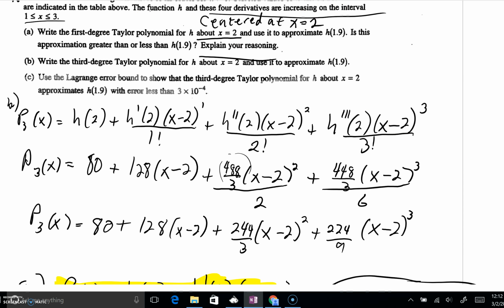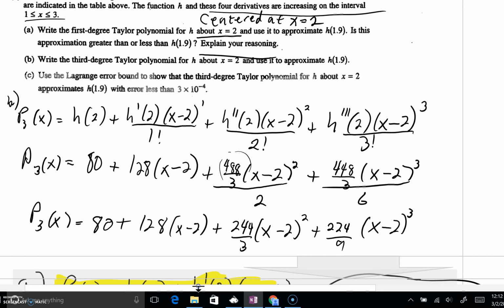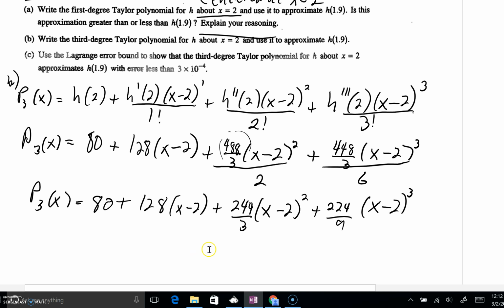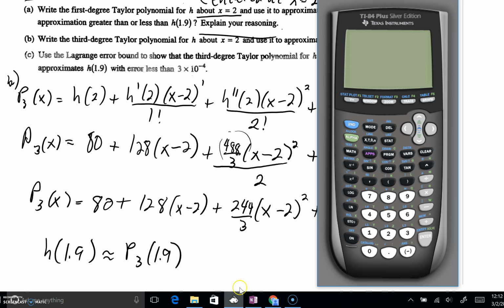Plain and simple for part B, they just want you to evaluate, to approximate what's happening when you plug in 1.9. You want to get an estimate. So if we were to just plug that in, we'd see that h of 1.9 would be approximately equal to this third degree polynomial. I'll get the calculator out to get some assistance here.